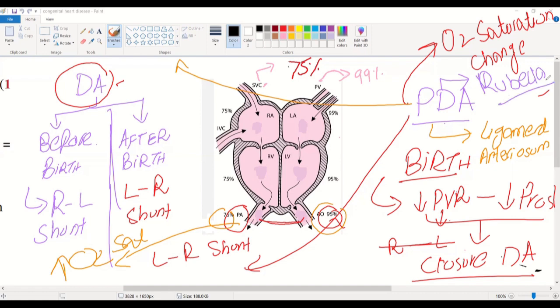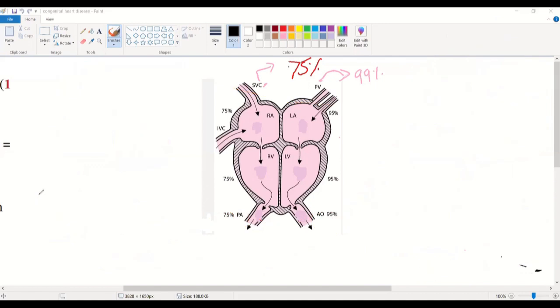Okay, one more thing. If a child presents with cyanosis, and you give them oxygen, and the cyanosis improves, what will you understand from this? What would be the etiology? Is it a cardiac etiology or a pulmonary etiology? Pulmonary cause. Okay, so it is pulmonary, right?